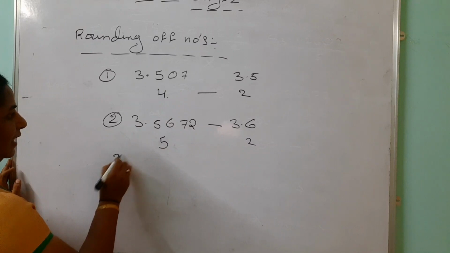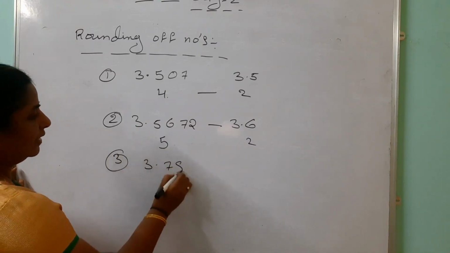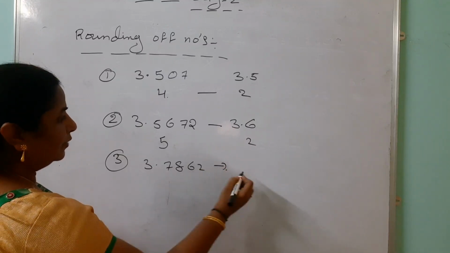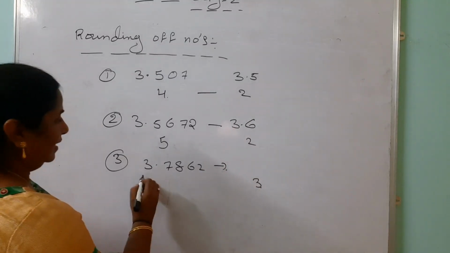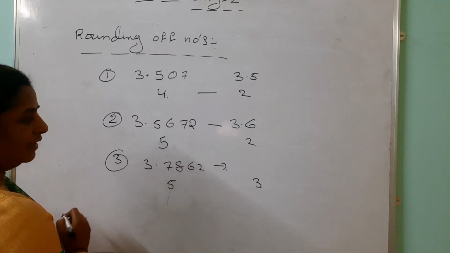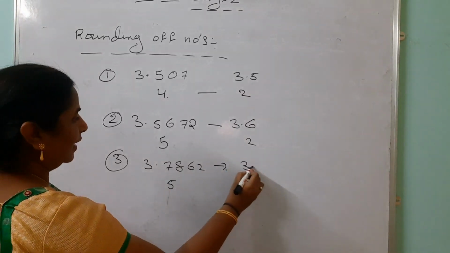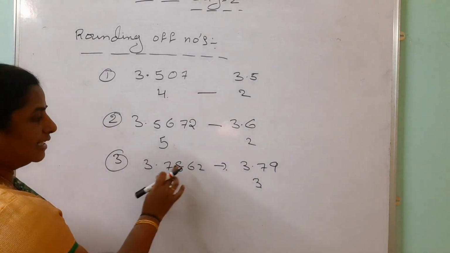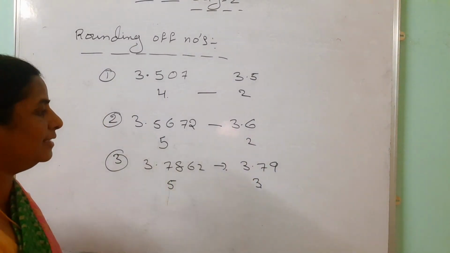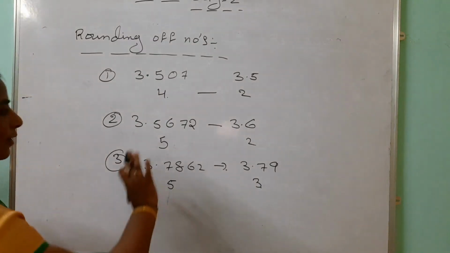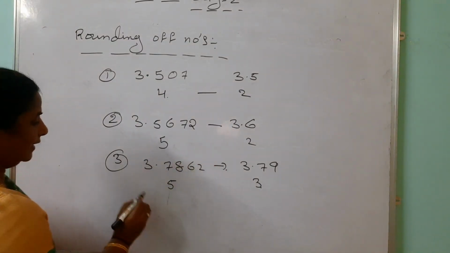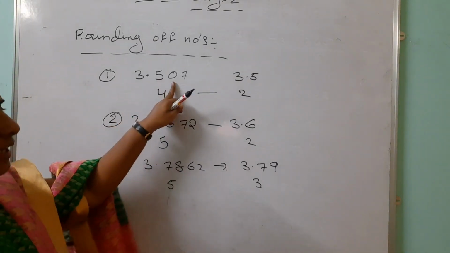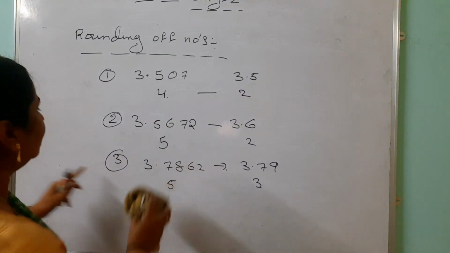One more example we are taking: 3.7862. How to round off this number? We want to bring it to 3 significant figures. Here already how many are there? 5 significant figures. See, I am writing 3.79, because the omitted digit is 6, which is more than 5. That's why we are adding 1 to the preceding digit. These are the rounding of numbers. If it is less than 5, no need of adding. If it is more than 5, we should add.